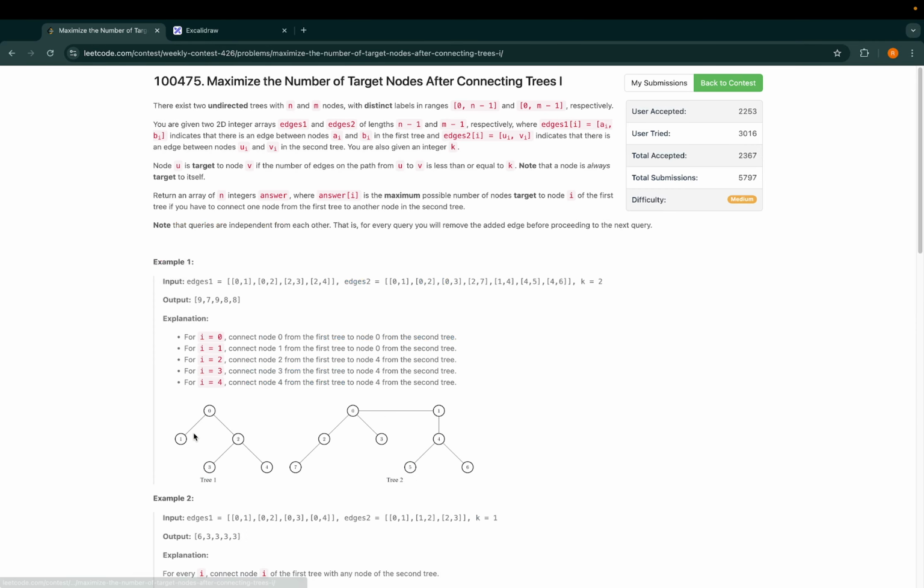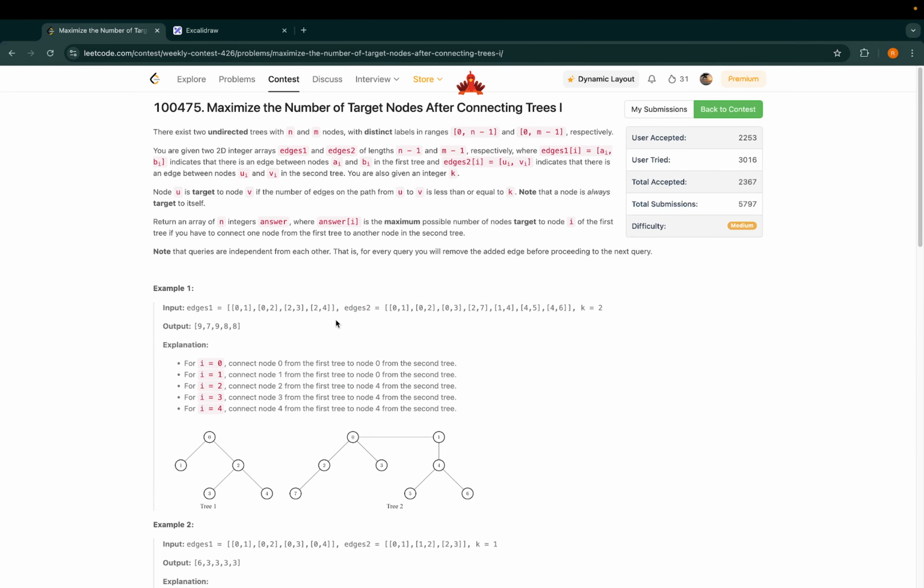Question number 3. So question number 3 states that we are given some nodes in the graph. We are basically given 2 trees, and we can add an edge between these 2 trees such that the distance between a target node and a given node remains less than or equal to k.